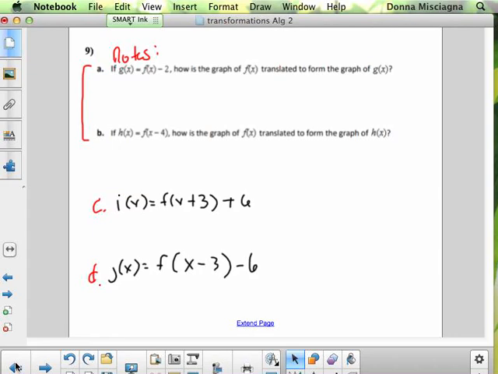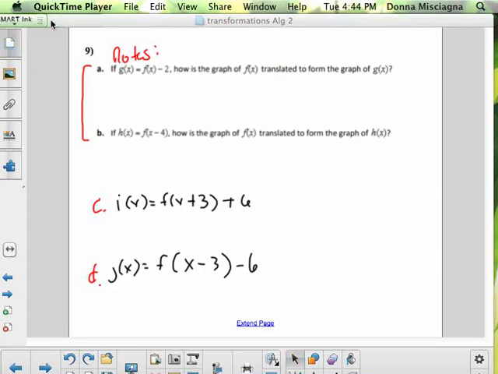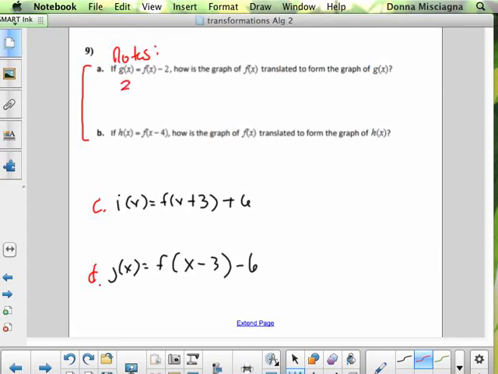Okay. All right, so if g of x equals, and this is in your notes, f of x minus 2, how is the graph of f of x translated to form the graph of g of x? Well, the graph is translated. Notice it's not to the x, it's to the whole function. This would be 2 units left, down.